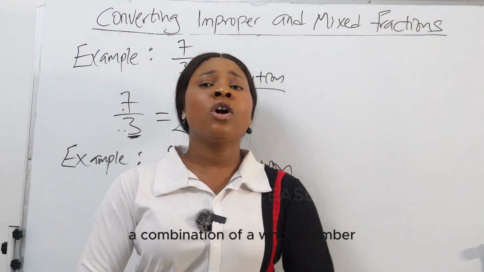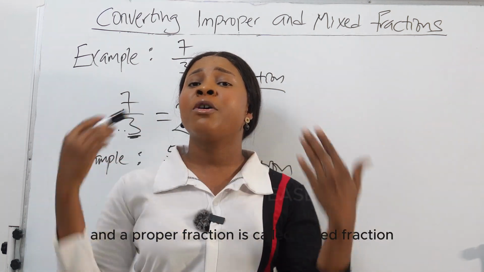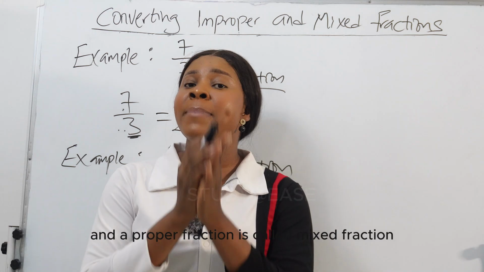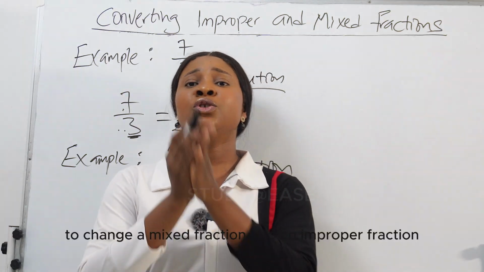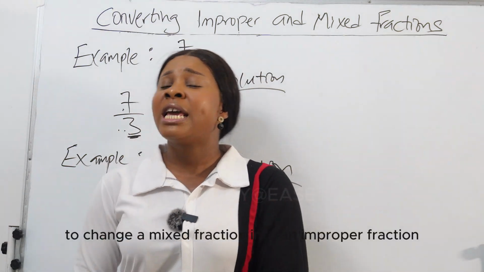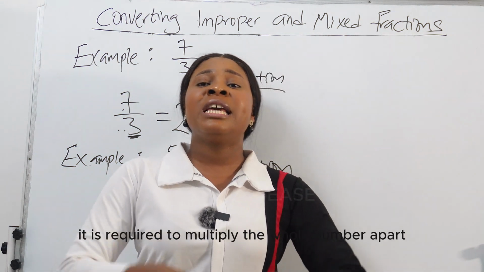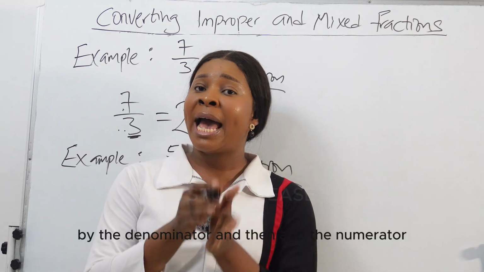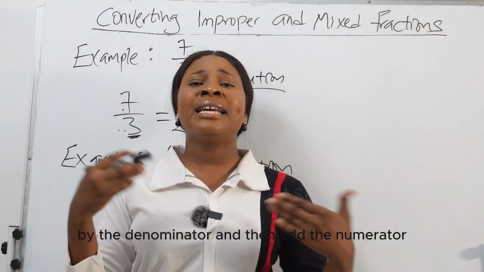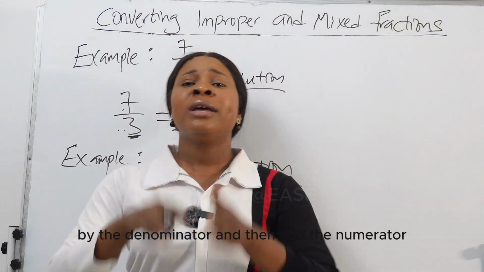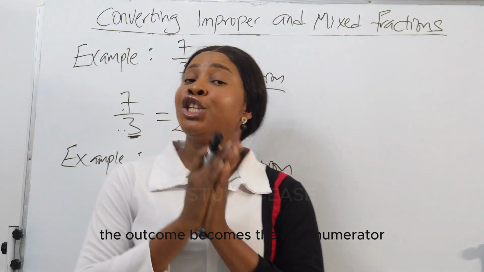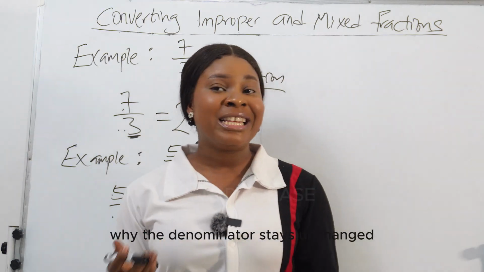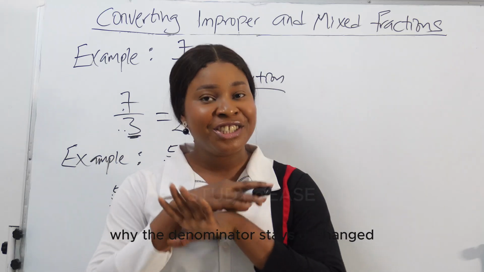Next, let's look at converting mixed fraction to improper fraction. A combination of a whole number and a proper fraction is called a mixed fraction. To change a mixed fraction into an improper fraction, it is required to multiply the whole number part by the denominator and then add the numerator. The outcome becomes the new numerator, while the denominator stays unchanged.